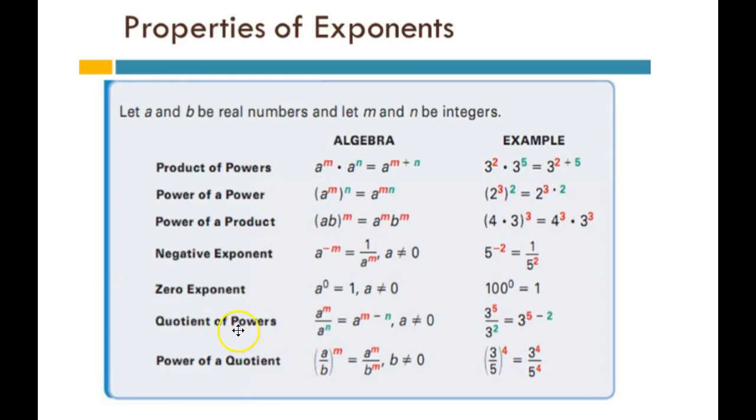Next we have the quotient of powers. Similar to the product of powers, if we have a to the m divided by a to the n, as long as this base a is the same, when we're dividing, now we just subtract those exponents. And then the last one, we have a power of a quotient. If inside parentheses we have a fraction raised to some power, we apply that power to both the numerator and denominator of that fraction.